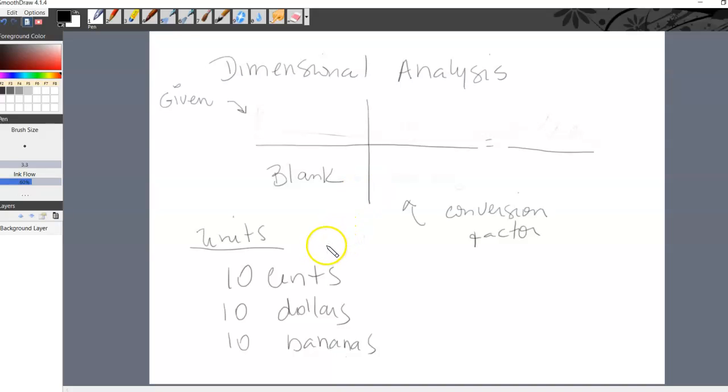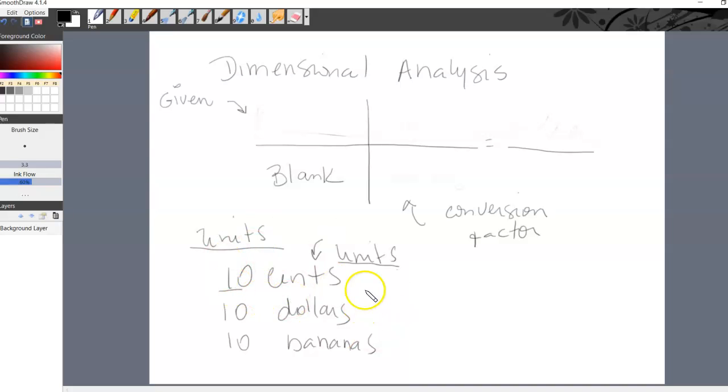So you need to have a unit. And the cents, the dollars, the bananas, they're units. Units qualify a number. So for a number to be accurate, it needs to have the quantity, which is 10, and then it needs to have a qualifier, which is a unit. So from now on, when you're reporting a number, make sure that you always have units. What does that number represent?